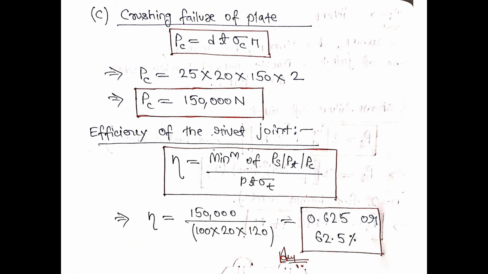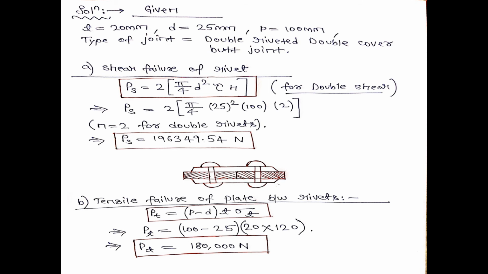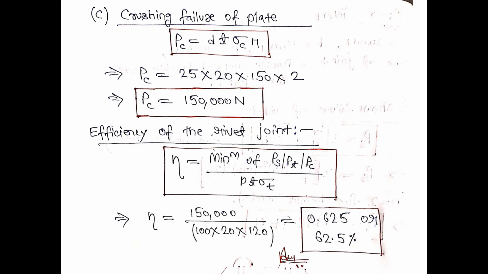Then we will use the equation of efficiency. In this efficiency equation, we have to see the minimum value of either PS, PT or PC. So we are getting PC as 150 into 10 to the power 3, PT as 180 into 10 to the power 3 and PS as 196349.54 Newton. So out of PS, PT and PC, PC is the smallest value. So eta will be 150 into 10 to the power 3 divided by P t sigma T.